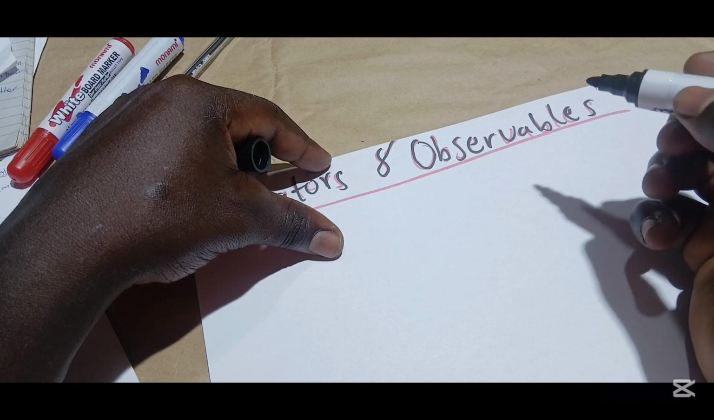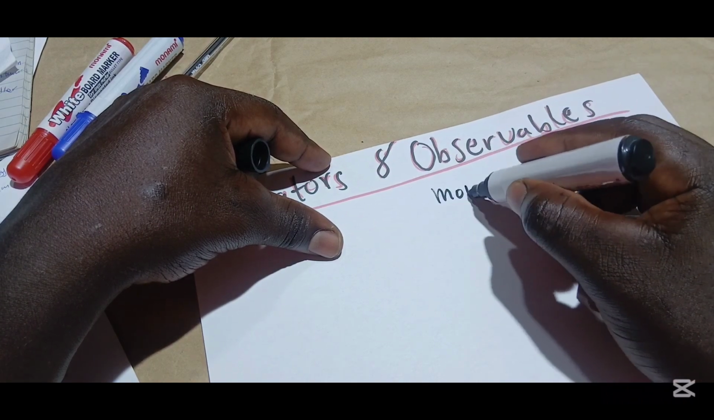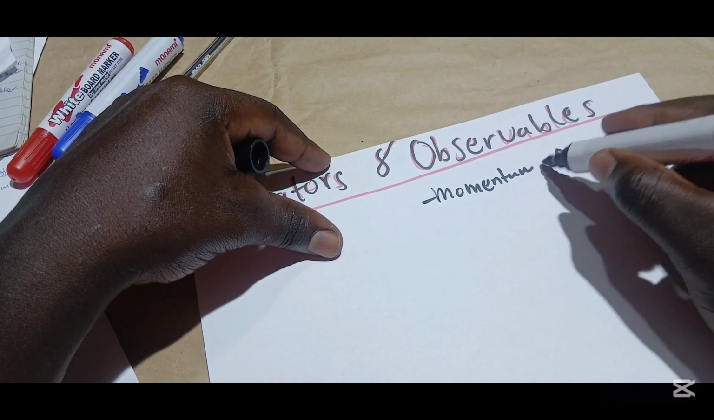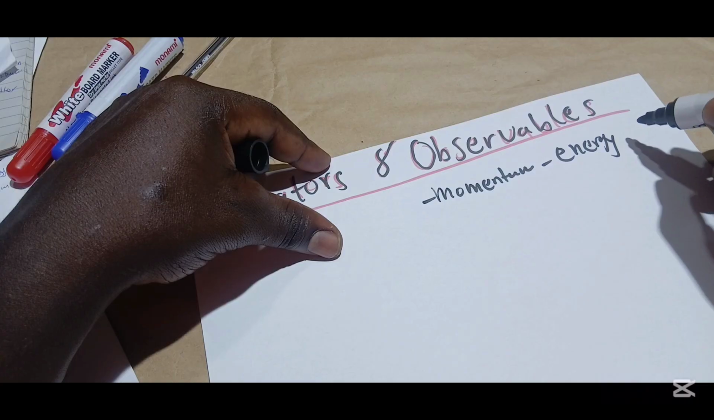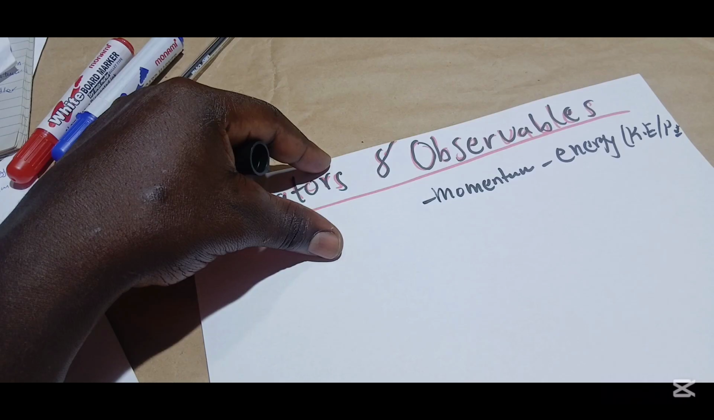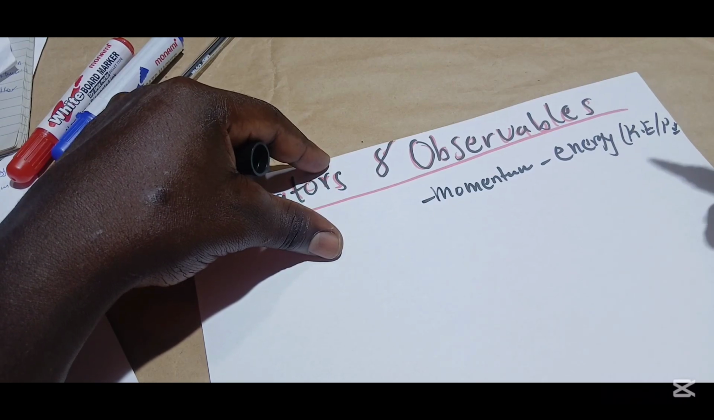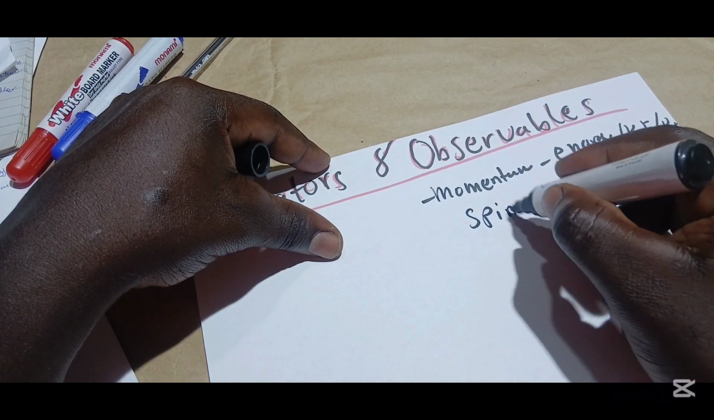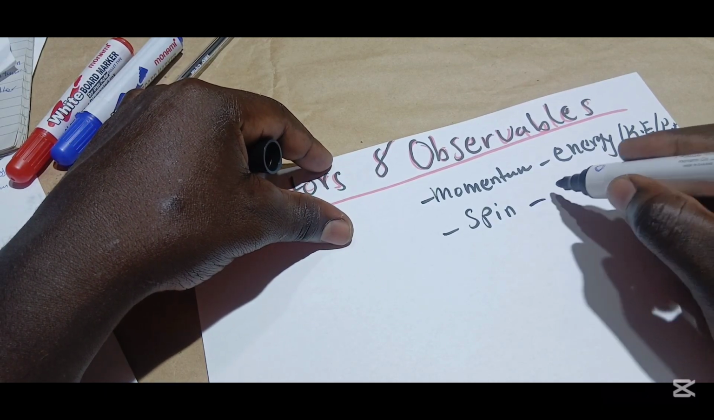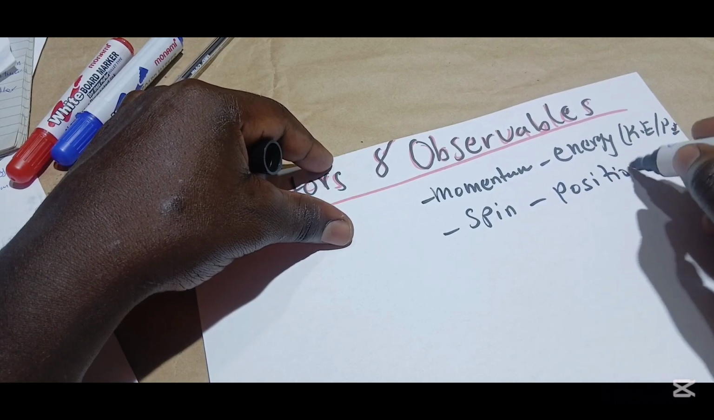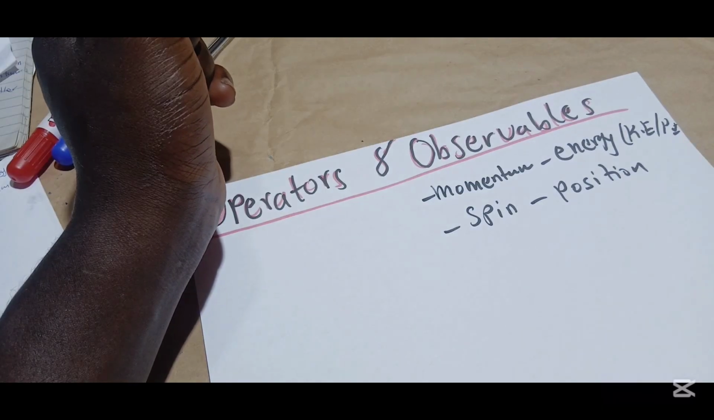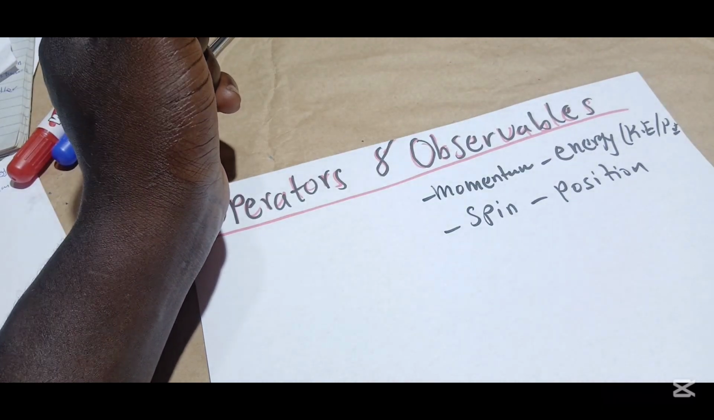Examples of those properties are momentum, energy, which could be kinetic energy or potential energy, right? Those are observables. Spin is also part. Spin is an observable, a property of a system that can be measured. Position is also an observable. Generally, anything that is quantifiable in quantum mechanics is called an observable.